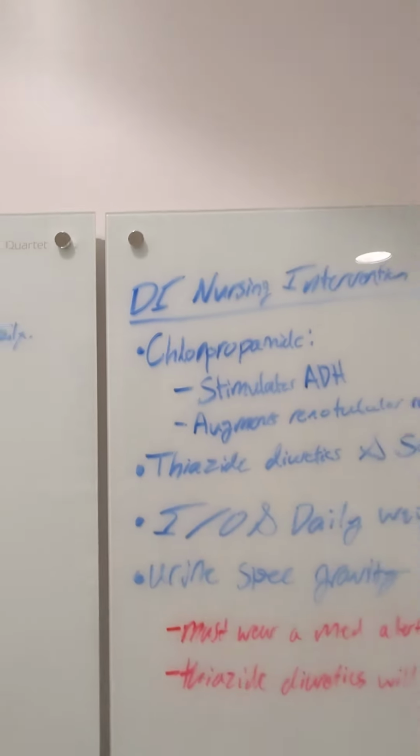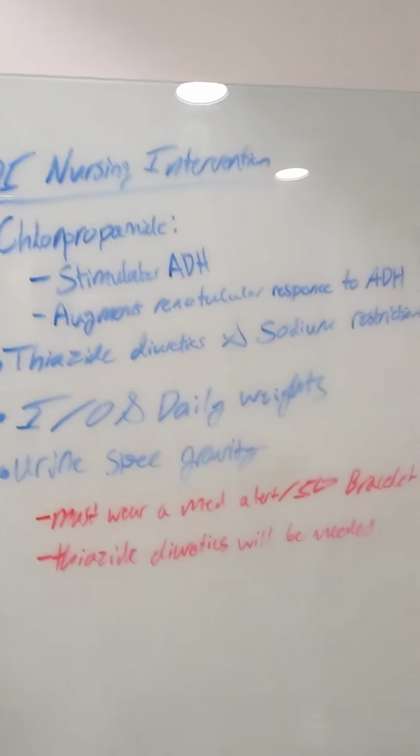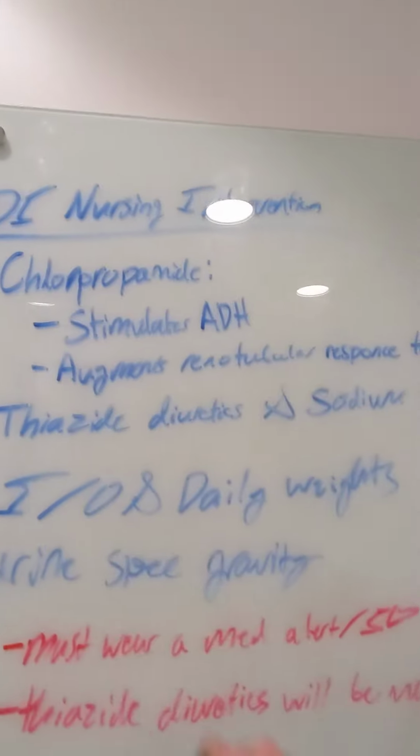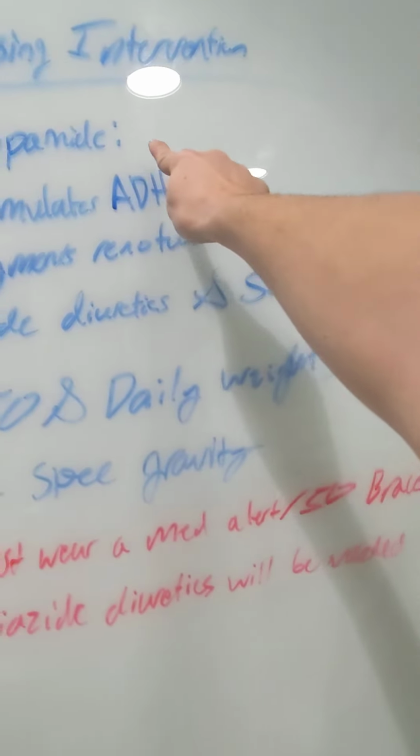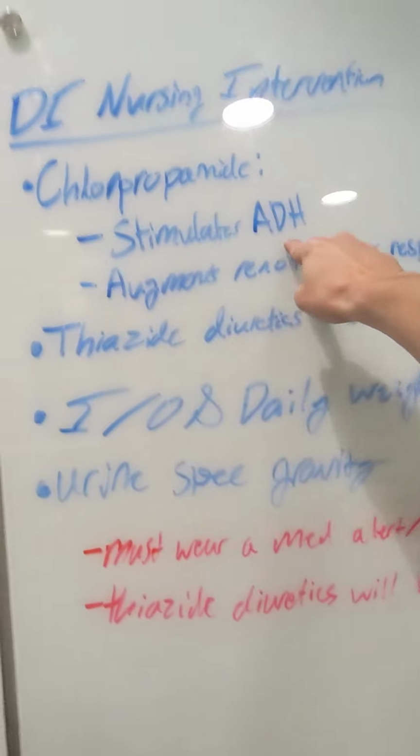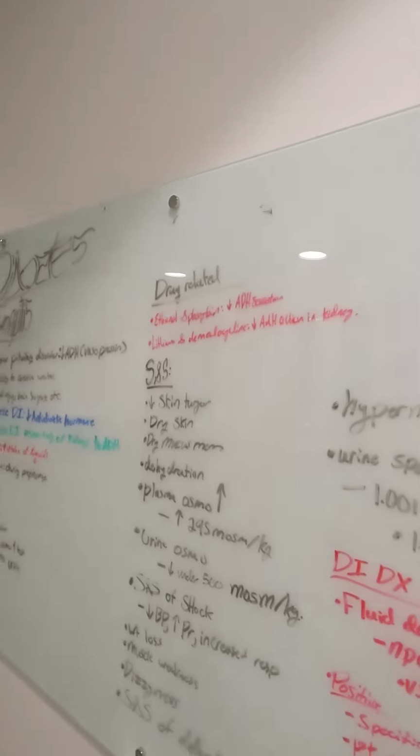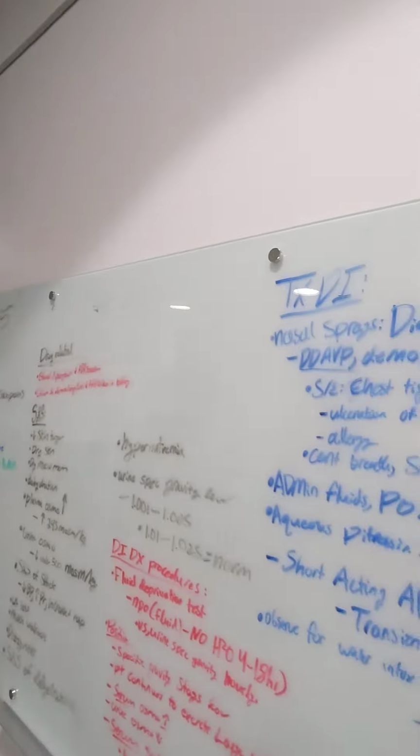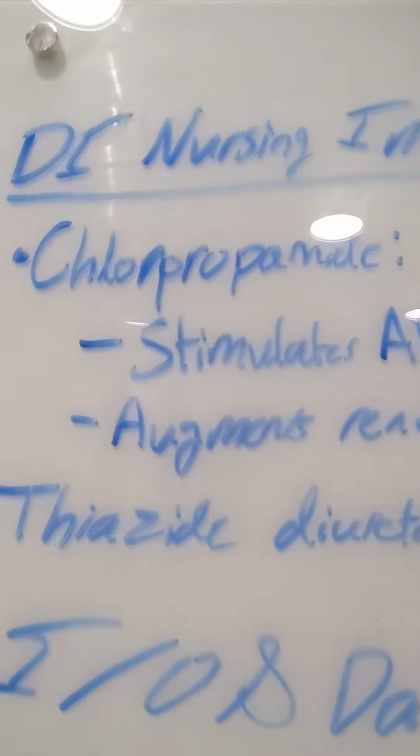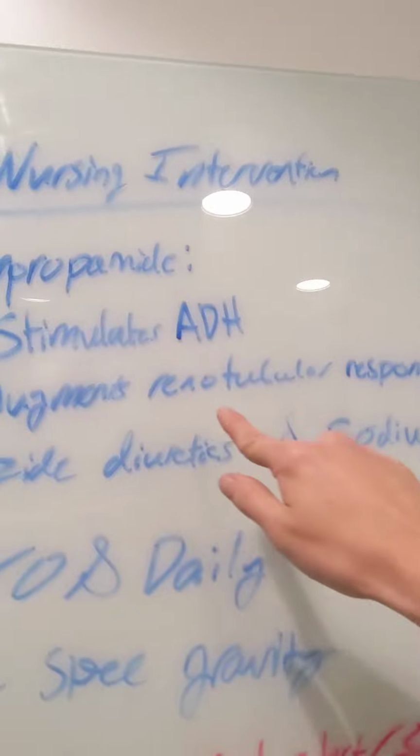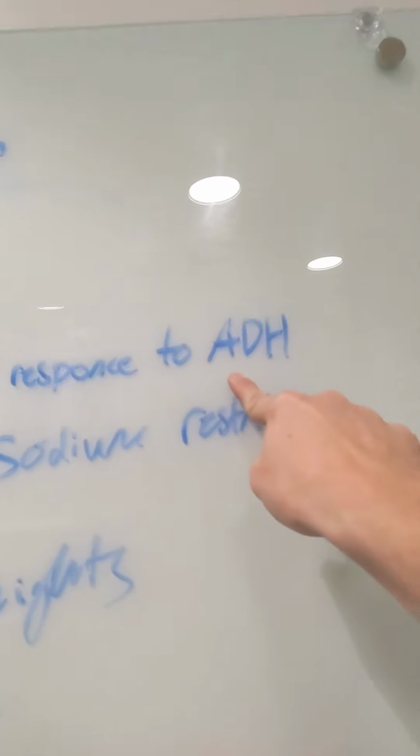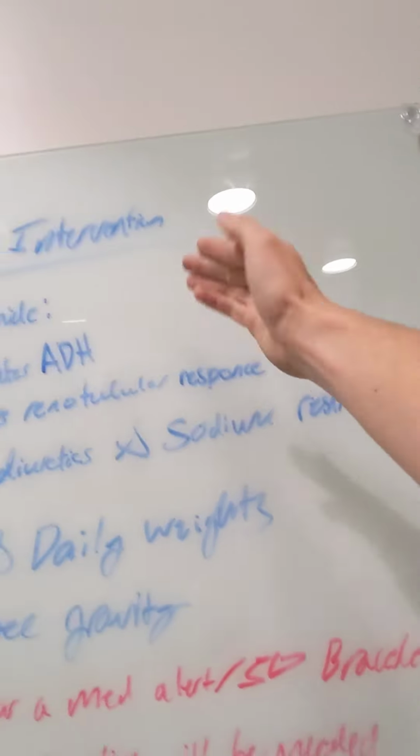Now, DI nursing interventions. We're at the very end, guys. We're at 15 minutes, 47 seconds. We're going to give them chlorpropamide. What does that do? It stimulates ADH. What else is it going to do? This chlorpropamide is going to augment the renal tubular response to ADH. What does that mean? I don't know, but it's good for them.